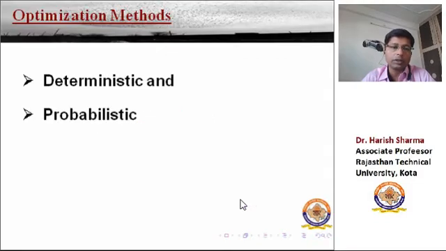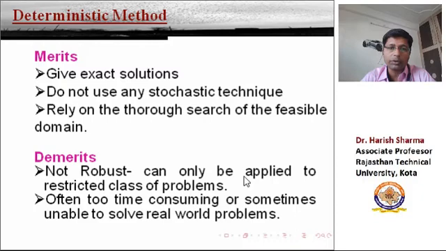There are two methods available to deal with optimization problems. One is deterministic approaches, and another is probabilistic approaches. The deterministic approaches are based on a set of steps in which, for a fixed set of inputs, the solution or output will be exactly the same in every run. They have merits: they give exact solutions, do not use any stochastic techniques, and rely on a thorough search of the feasible domains.